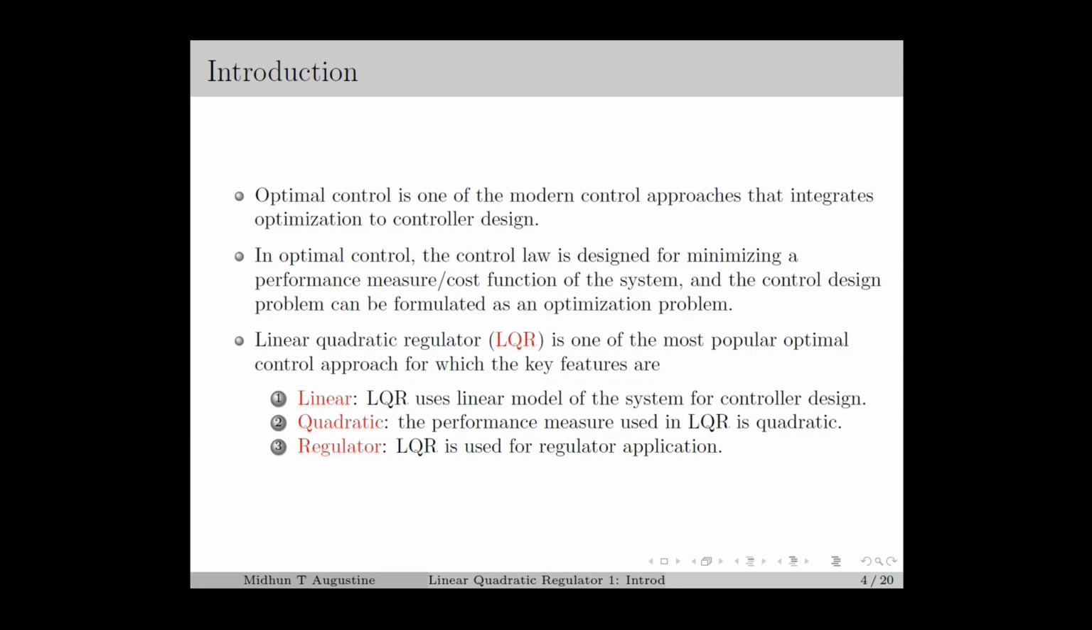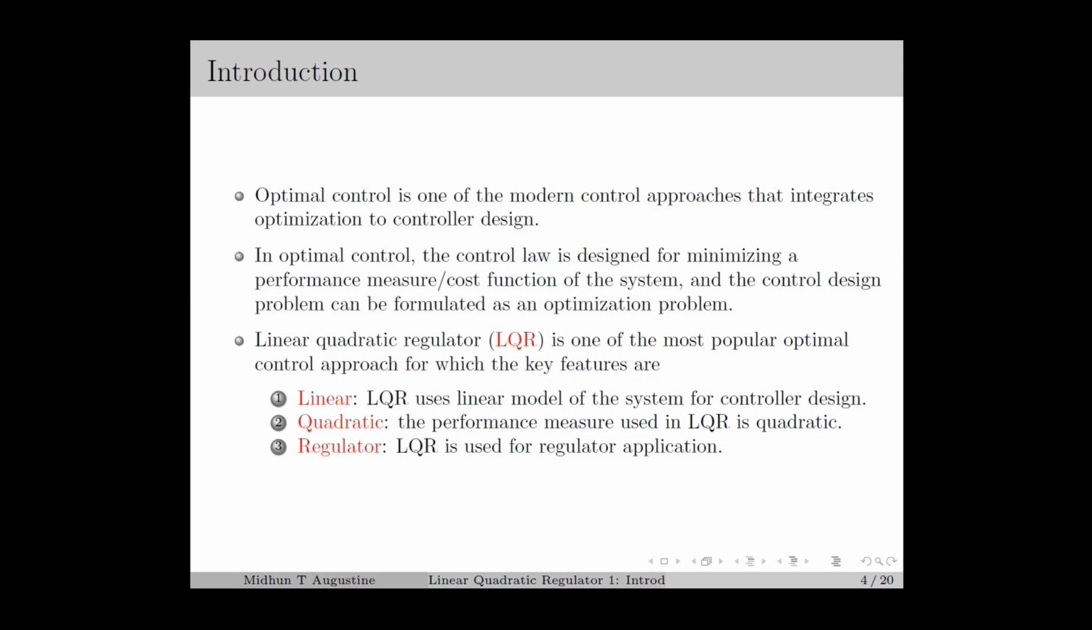Optimal control is one of the modern control approaches that integrates optimization to controller design. In optimal control, the control input or the control law is designed for minimizing a performance measure of the system, which we also call the cost function. And the control design problem can be formulated as an optimization problem.